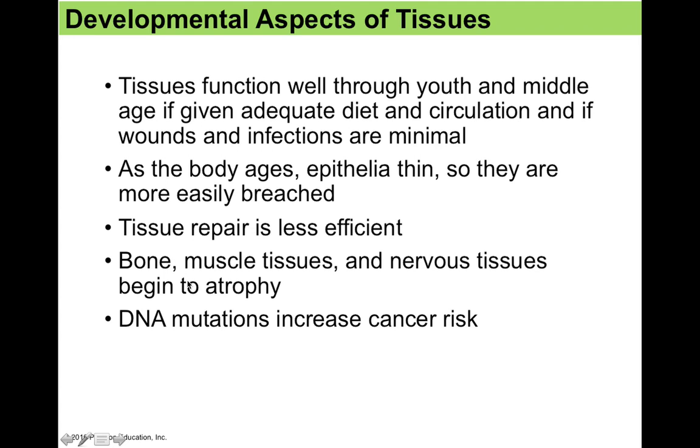Bone, muscle, and nervous tissues also begin to atrophy. An example of bone atrophy would be osteoporosis in aging. We also see some atrophy and loss of muscle strength. And nervous tissue atrophy can lead to things like dementia, neuromuscular weakness, and other sensory neural deficits as well. Now, DNA mutations can accumulate over the course of our lifetime, and ultimately this increases our risk of cancer. So as we get older, the risk of cancer increases dramatically.